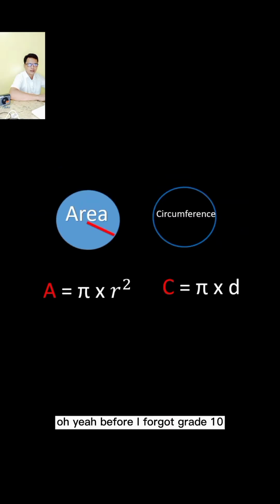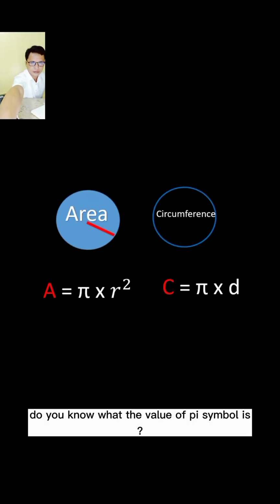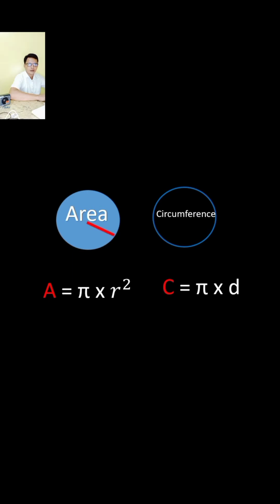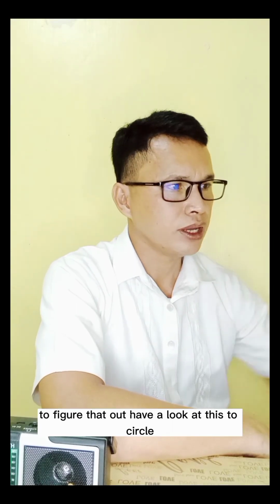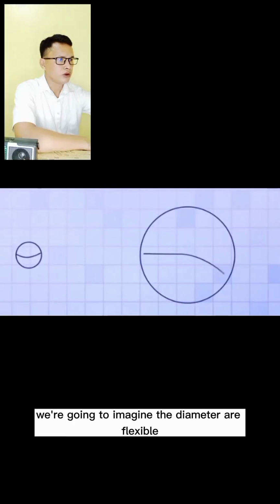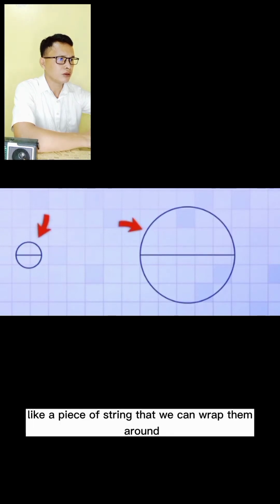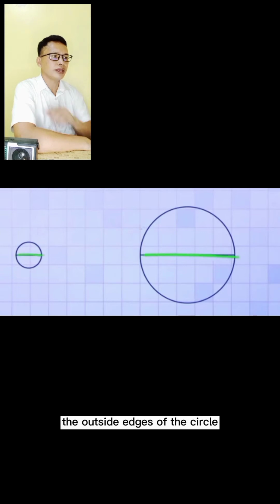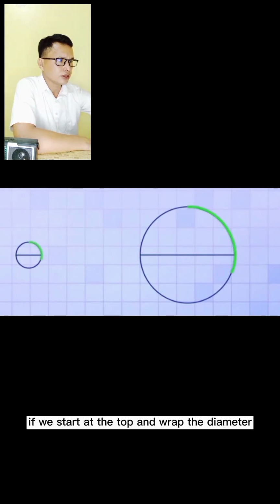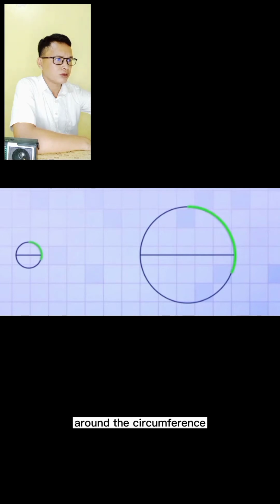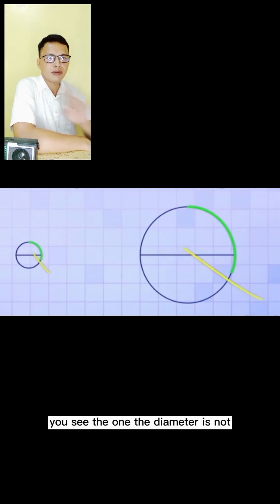Oh yeah, before I forget, grade 10, do you know what the value of the pi symbol is? And what is the relationship of pi in the circle? To figure that out, have a look at these two circles. We're going to imagine the diameter is flexible like a piece of string that we can wrap around the outside edge of the circle. So for each circle, if we start at the top and wrap the diameter around the circumference, you see that one diameter is not enough to go all the way around.